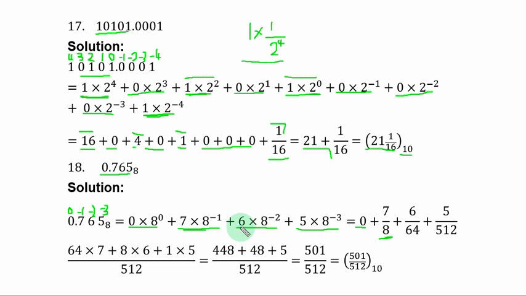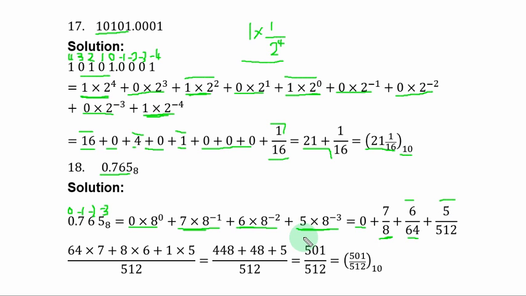You express this as 6 times 1 over 8 square. So 6 times 1, you have this 6 here. 8 square is 64. You express this as 5 times 1 over 8 cube. 8 cube is 512. 5 times 1 is 5, so you have 5 over 512. This is fraction addition.